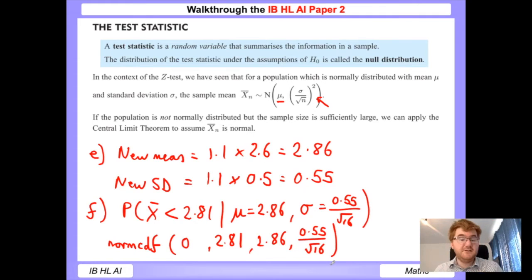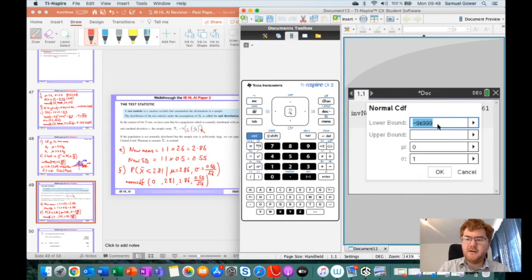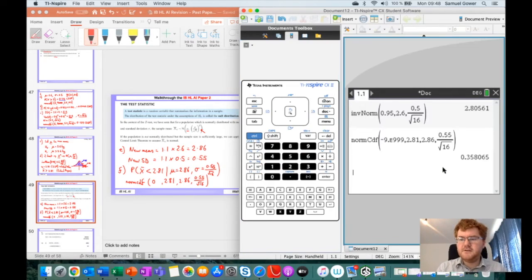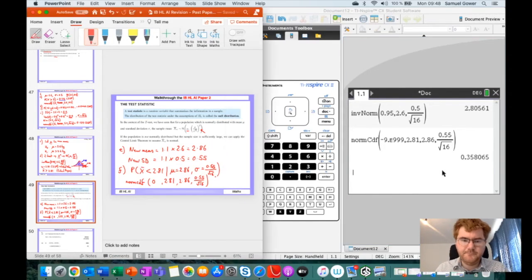So we're just going to pop this into our GDC. So lower bound, yep, some very, very small number. You can just leave that, that's fine. Minus, 2.81, mean is 2.86, standard deviation is 0.55. This new one, we're talking about the new situation, divided by the square root of 16. Press OK, and then we get our answer of 0.358. So that's our type 2 error.